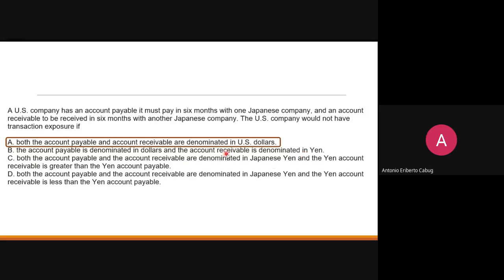What about if it is the account payable which is denominated in yen? Well, let's go in the opposite direction. What if the accounts payable is denominated in yen? When the yen increases in value, we would have to pay a higher amount in the future. This is foreign exchange risk.